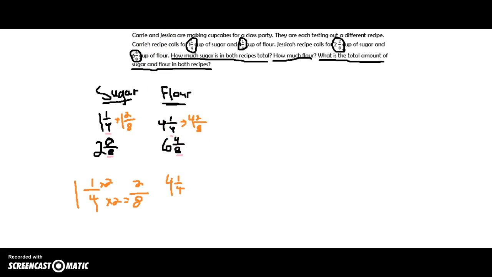So now let's add our sugar. So we have 1 1/4, which is equal to 1 2/8. So we'll be adding 1 2/8 plus 2 2/8. So 2 plus 2 is 4, and the denominator stays the same, so 4/8, and then the whole number is 1 plus 2 is 3. So your answer for the total amount of sugar would be 3 4/8.